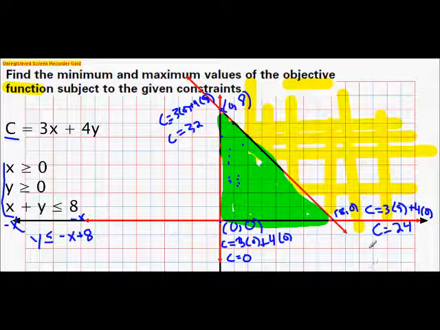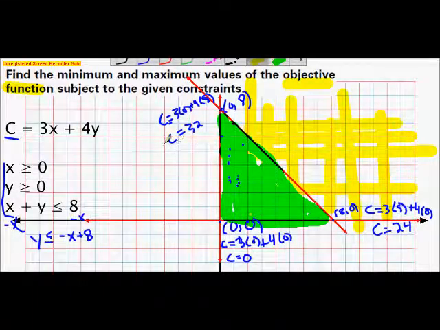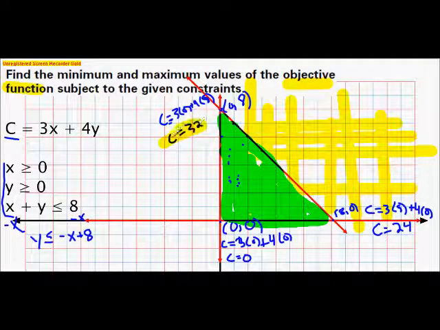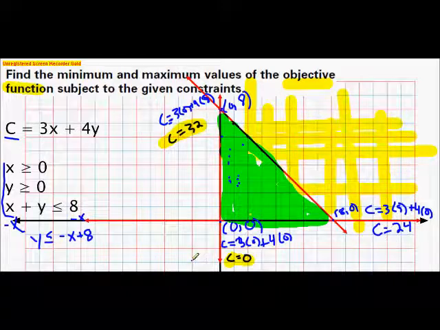All right, and so let's look at our values here. We have 32, 24, and 0. So we're trying to find the maximum value, and the maximum value is going to be 32. Yep, it's the largest one. And then the smallest value, the minimum value, is going to be 0. Okay, 0. So that's the first video on linear programming.